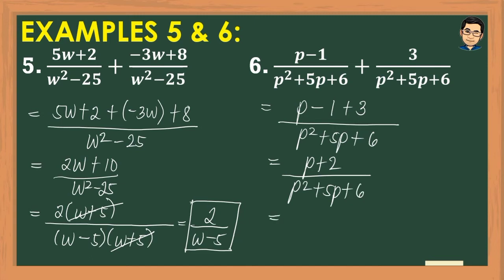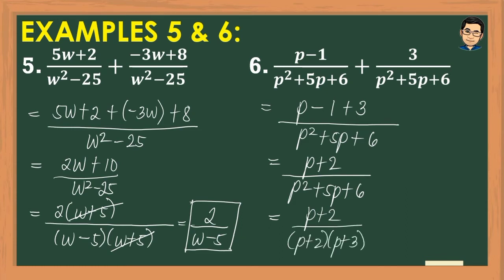Next, we can factor p squared plus 5p plus 6 using general quadratic trinomial. So, what are the factors of 6 that when added will give a sum of 5? The numerical coefficient of the middle term. So, 3 and 2 po. So, isulat po natin siya p plus 2 all over p plus 2 times p plus 3.